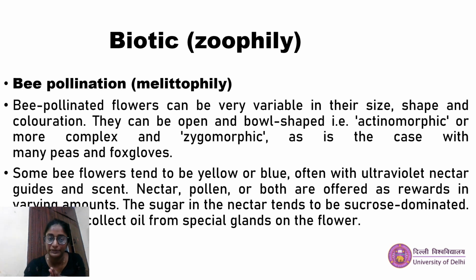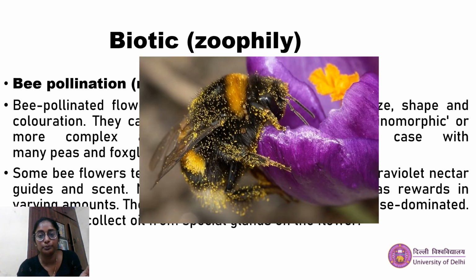Zygomorphic flowers include foxgloves, which are pollinated by bees, and some bee flowers tend to be yellow or blue with ultraviolet nectar, and usually there are nectar guides present. And for the bees to visit the flowers you require an ample amount of pollen, since they feed on pollen.